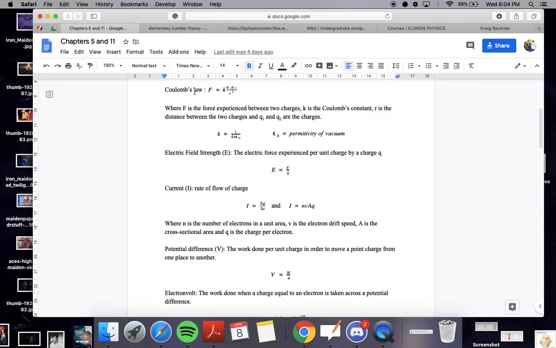Now Coulomb's law. Coulomb's law states that the force experienced between two charged objects is proportional to the charge of the objects and inversely proportional to the distance between them squared. And it's multiplied by a constant k, which is Coulomb's constant.